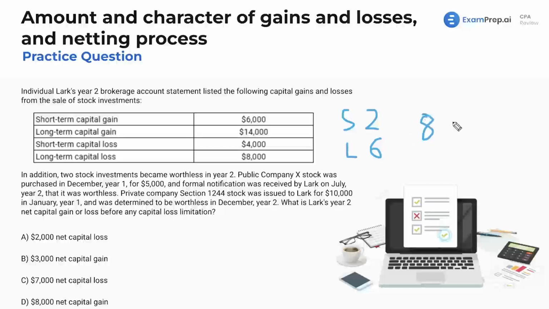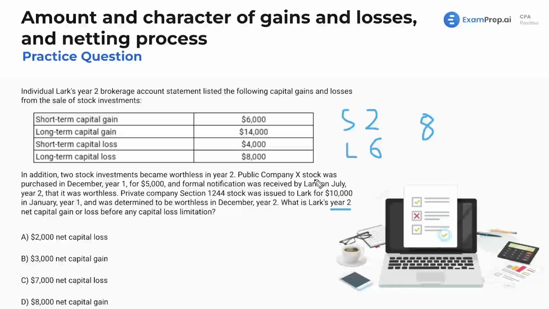Cool. Moving on, in addition, 2 stock investments became worthless in year 2. And just as a reminder, keep in mind the dates. Now, there's nothing tricky here, but you could see a question where it talks about something that happened in year 1, something that happened in year 3. But as we see, the question's asking about year 2.